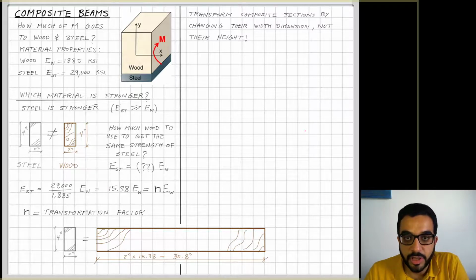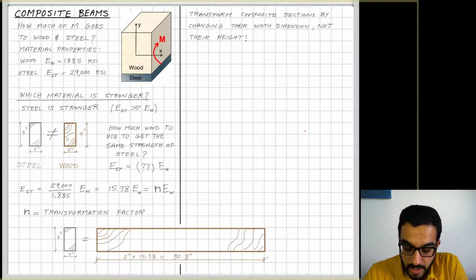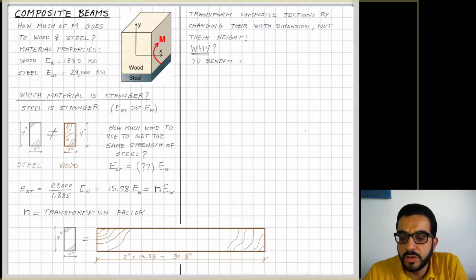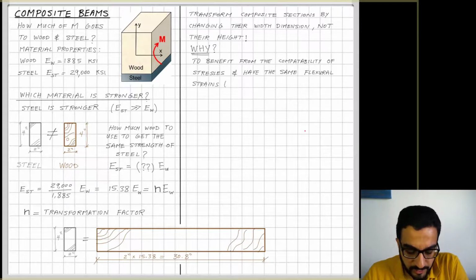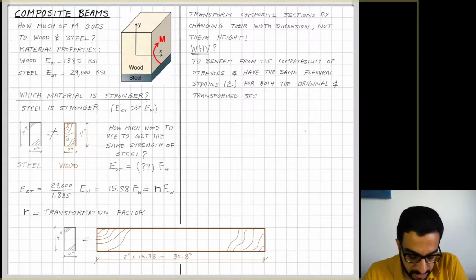To have that linear, proportional change, it's better to change the width, not the height, because the height is to the power 3. It will not be a linear change. Unlike E, I change it by a factor, so it's a linear change, 15.38. But to keep the same EI equivalent between these two sections of steel and wood, I will have to change the width, not the height. And that will allow me to benefit from the compatibility of strains and have the same flexure strains for both the original and transformed section.